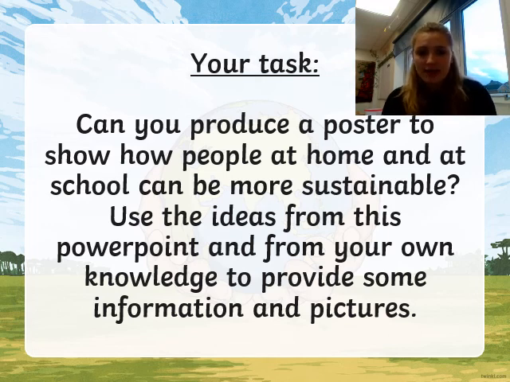There are lots of ideas from the PowerPoint that you'll have seen. You might come up with your own ideas or have thought of some other ways you have reduced, reused or recycled products to become more sustainable. Once you have completed this, please put your work on Seesaw, and then I can have a look at this and give you some feedback as well.